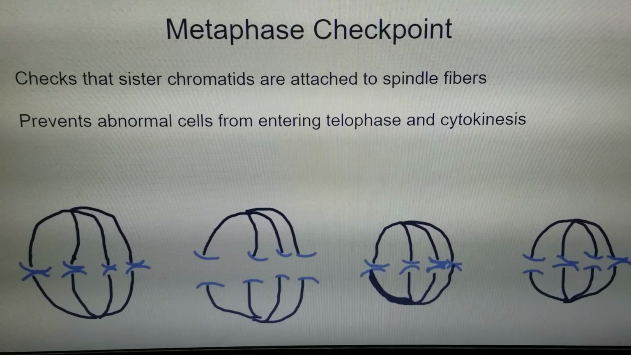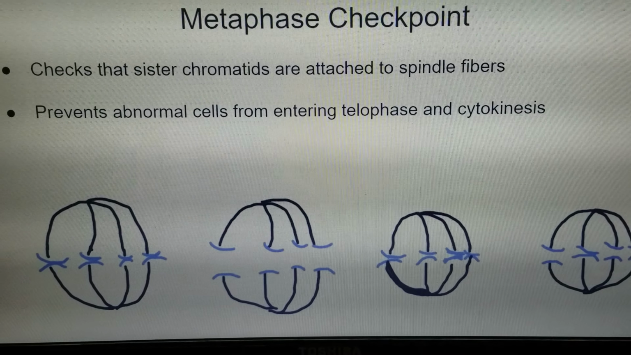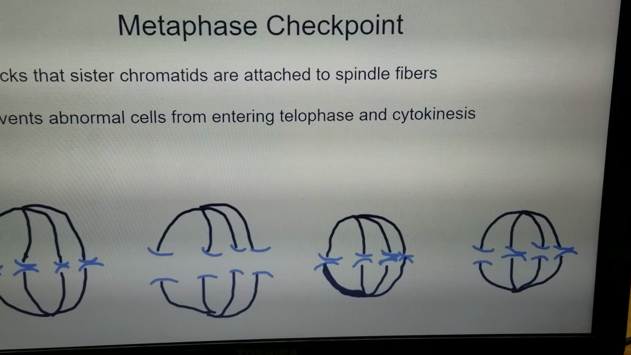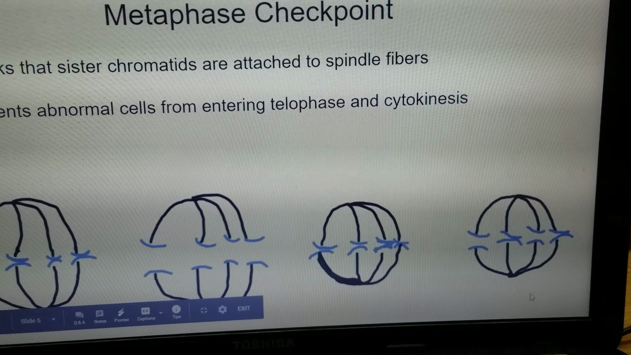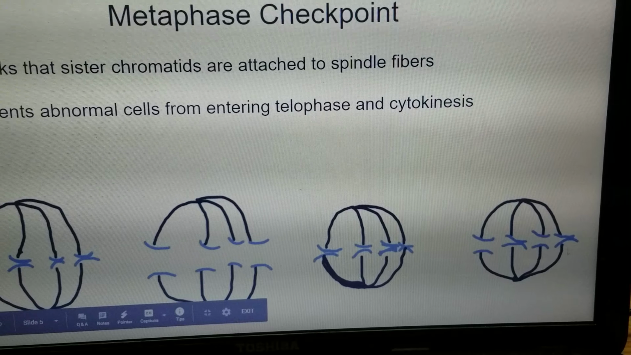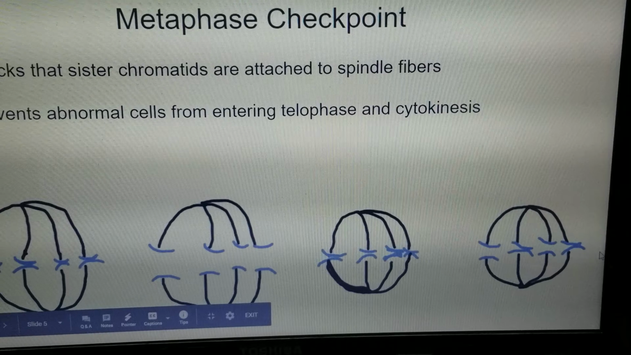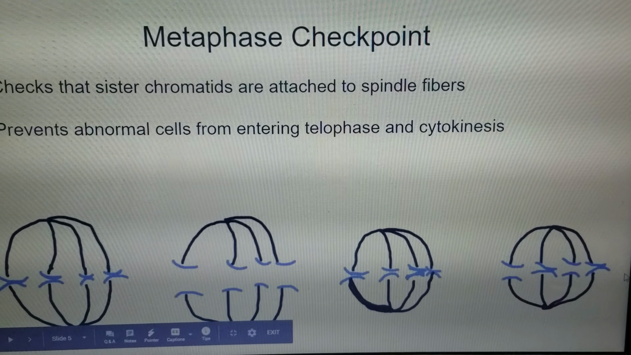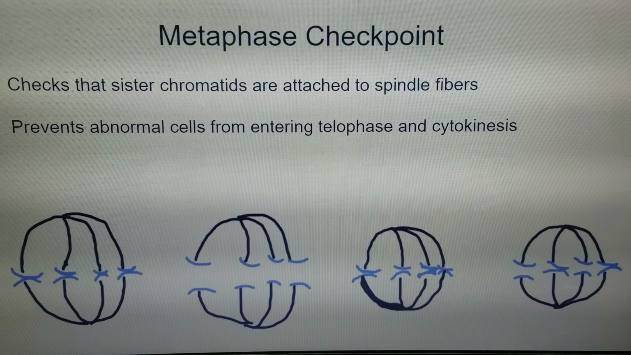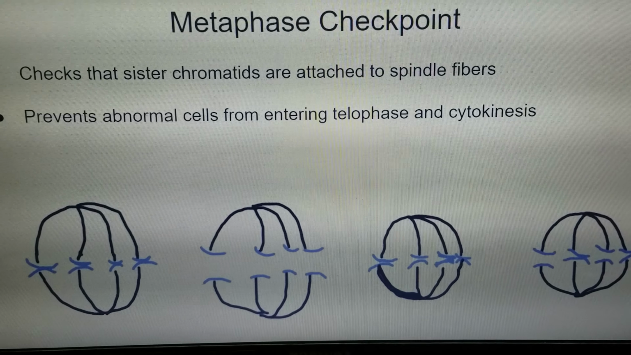If you look at the bottom left, that shows what a normal transition from metaphase to anaphase looks like. The bottom right shows, right here you can see during anaphase that 2 of the chromosomes did not separate properly, and as a result the metaphase checkpoint would be activated, and then that cell would remain inside the anaphase stage of mitosis.